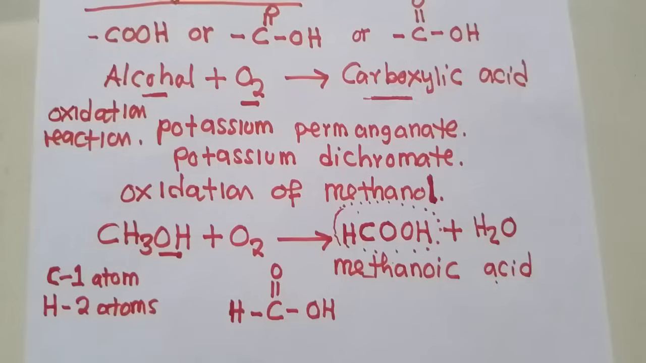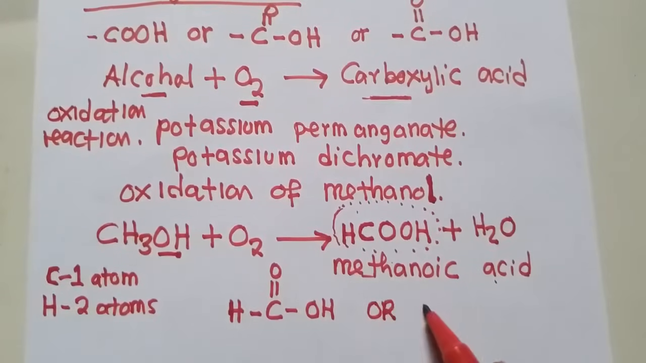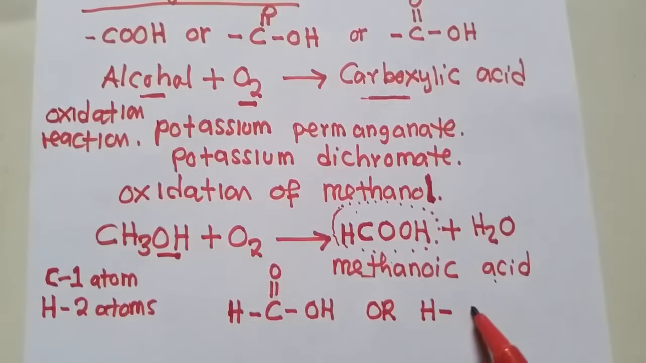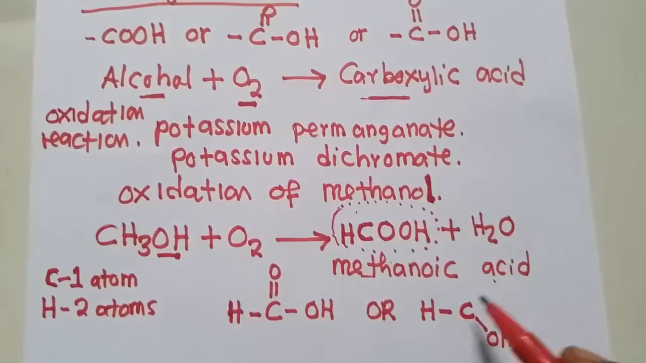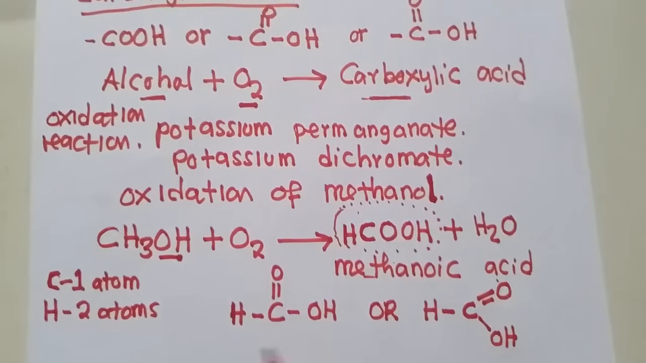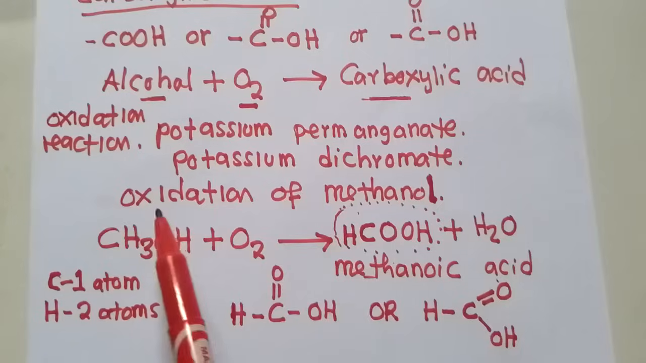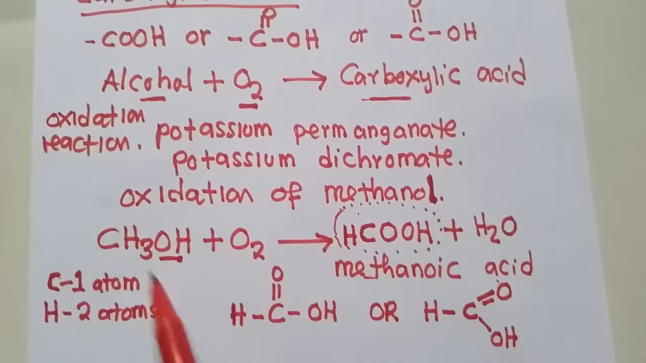This is very simple. Some people will prefer writing this as H here, then carbon, then the OH will come here like this, then the double bond will go there like that. This is just one and the same. So if you want, you can write it this way, or if you want, you can write it this other way. It is one and the same thing. So this is how we've talked about the oxidation of methanol. This is what gets to happen.